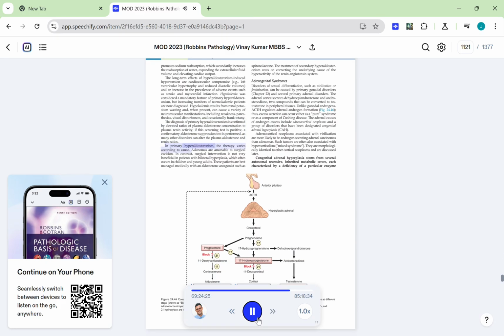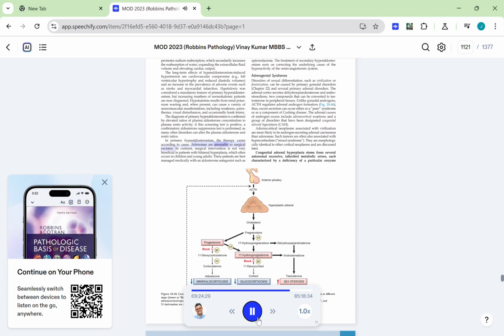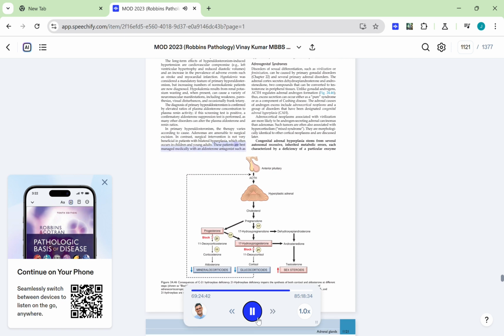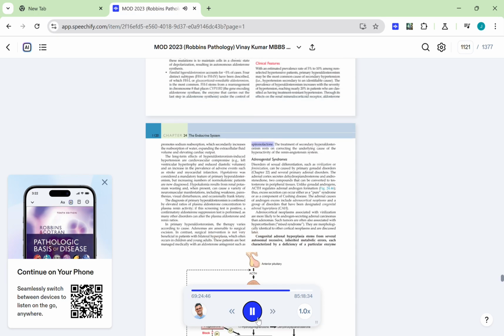In primary hyperaldosteronism, the therapy varies according to cause. Adenomas are amenable to surgical excision. In contrast, surgical intervention is not very beneficial in patients with bilateral hyperplasia, which often occurs in children and young adults. These patients are best managed medically with an aldosterone antagonist such as spironolactone. The treatment of secondary hyperaldosteronism rests on correcting the underlying cause of the hyperactivity of the renin-angiotensin system.